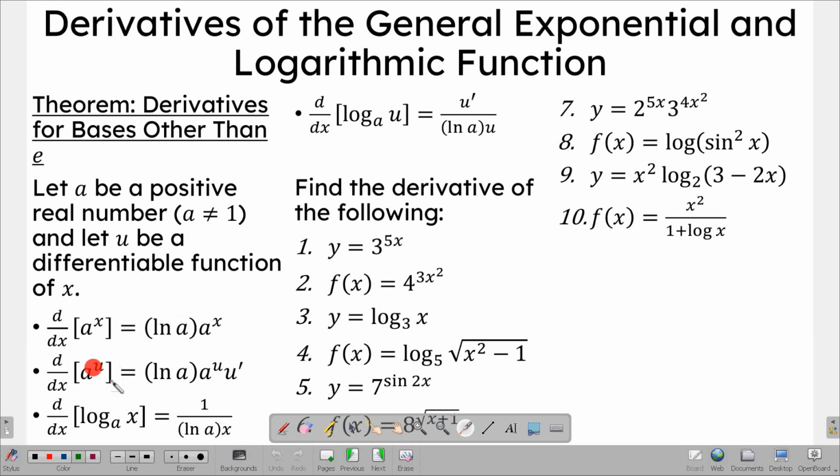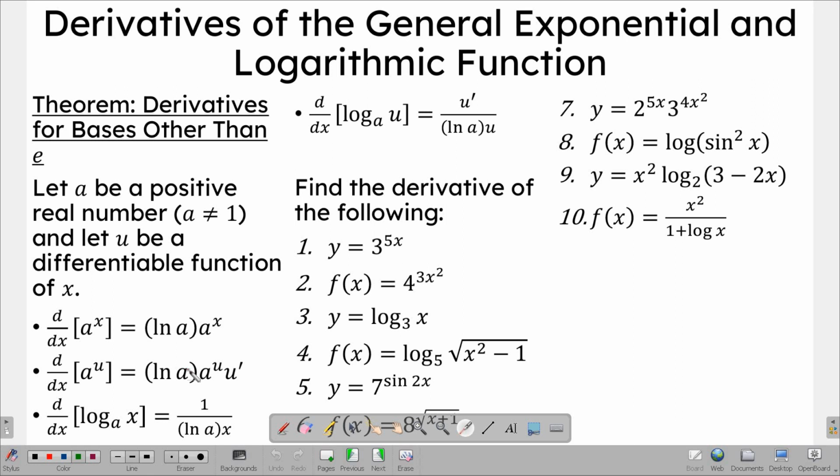It's almost the same in the chain rule version. For a raised to u, where u is a differentiable function and a is not equal to 1, the derivative of a raised to u is ln a times a raised to u times u prime. While for logarithm to the base a of u, its derivative is u prime over ln a times u. So for this one, it's similar to u prime over u, you just add ln a. This one is the same as e raised to u prime, you just add ln a.